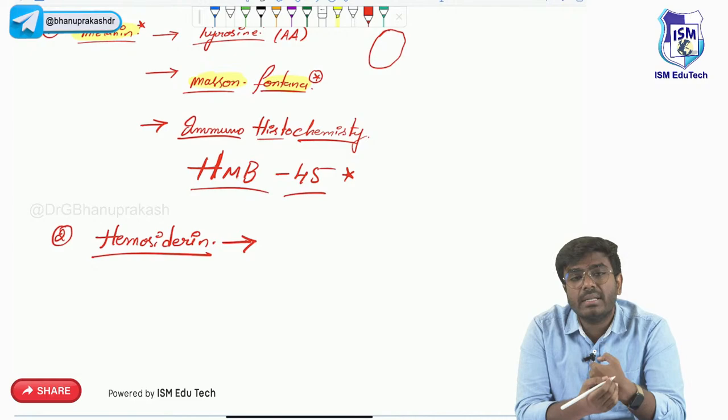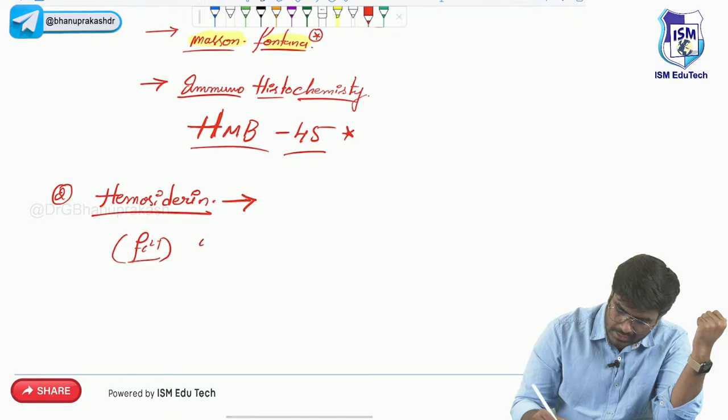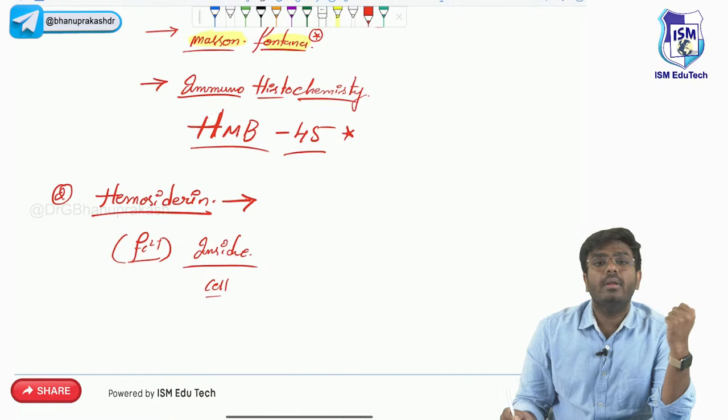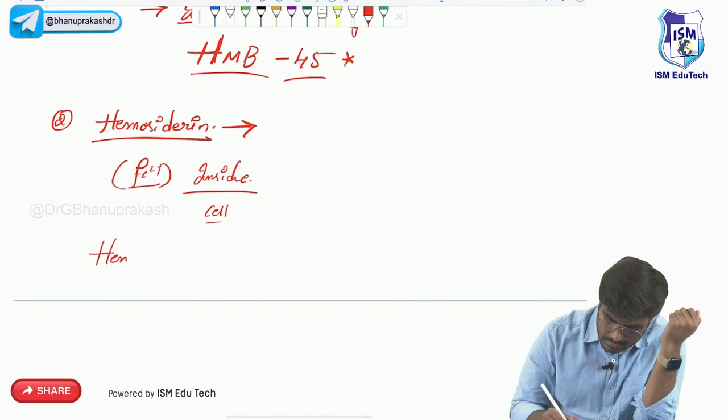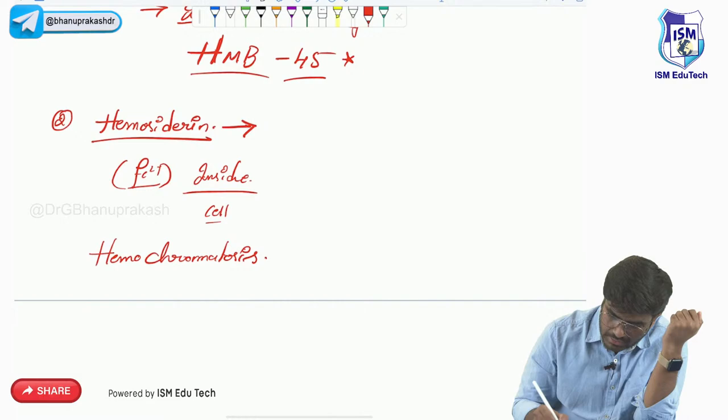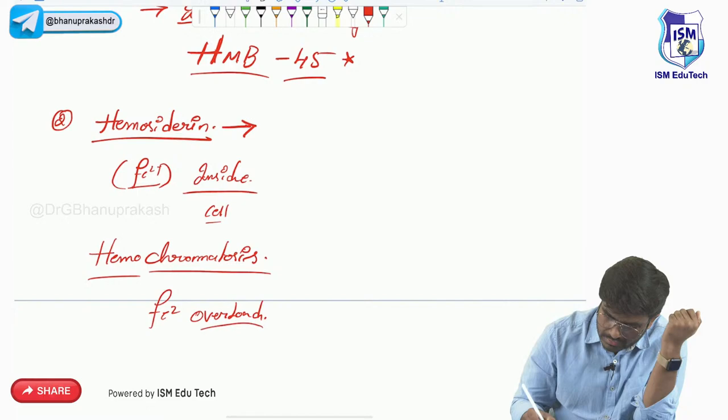Hemosiderin is iron accumulation inside the cell. For example, imagine I am suffering with a condition called hemochromatosis. This is a pathological condition where there is iron overload. Now, this iron is coming and accumulating inside.